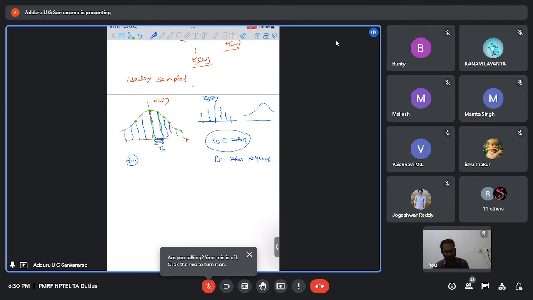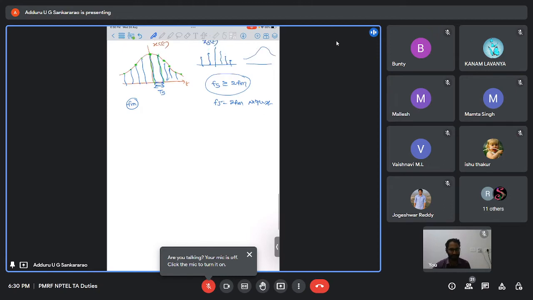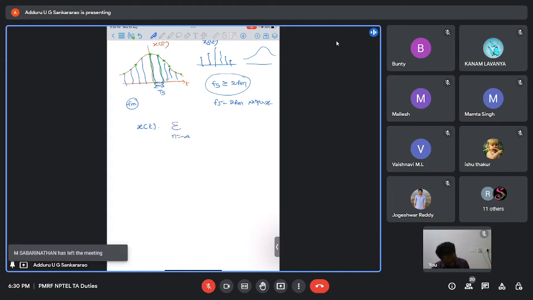Now, how do we get the sampled signal? The signal is multiplied with an impulse train, the sum over n from minus infinity to infinity of delta of t minus nTs. Then we will get the sampled version of the signal.